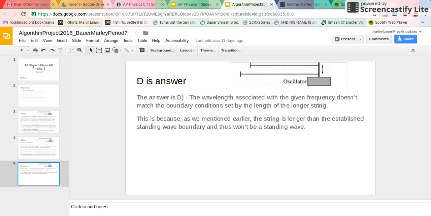So D is the answer: the wavelength associated with the given frequency doesn't match the boundary conditions set by the length of the longer string. This is because, as we mentioned earlier, the string is longer than the established standing wave boundary and thus won't be a standing wave.